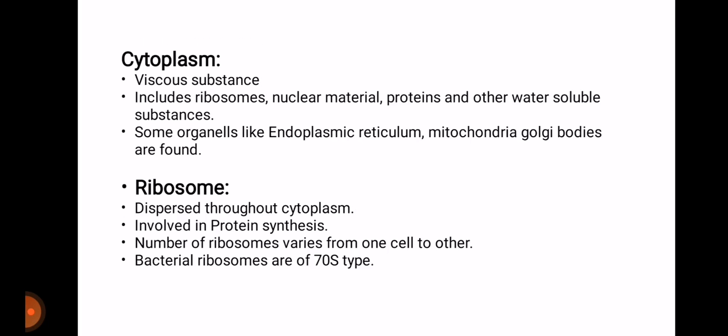So, the next thing is ribosomes. These are dispersed throughout the cytoplasm and, as in eukaryotes, are involved in protein synthesis. The number of ribosomes per cell varies and may reach up to 15,000 per cell. Each ribosome is a ribonucleoprotein particle of about 100 to 200 Angstrom units in diameter. Bacterial ribosomes are of the 70S type, as noticed by their sedimentation properties.